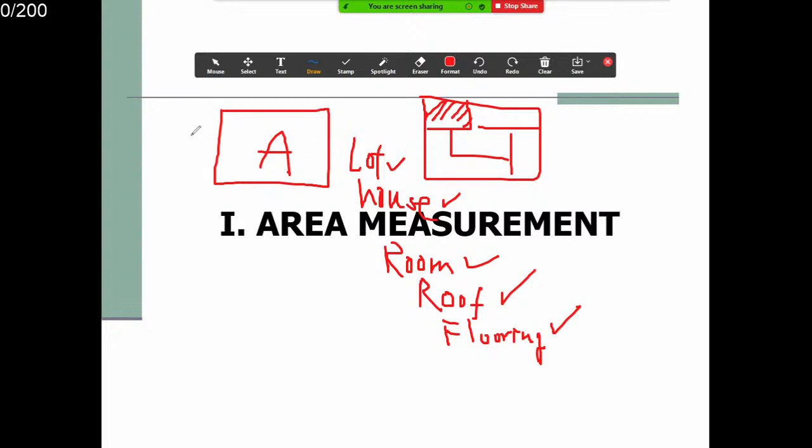How do we measure? It's very simple: it's the width times the length. That's for a square or rectangle. And then for a triangle, they call this the base, but in effect this is the length, and they call the height the width. So it's the height times the base.